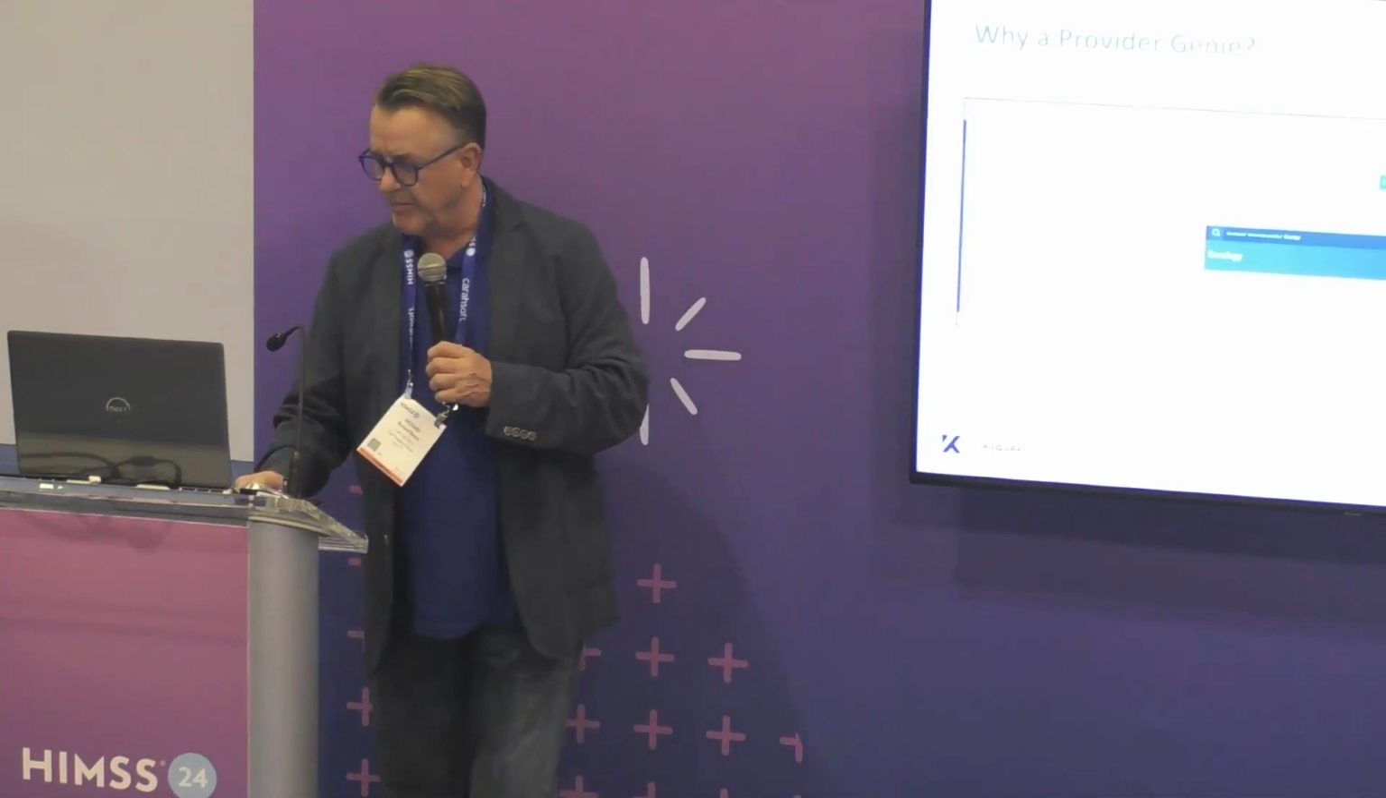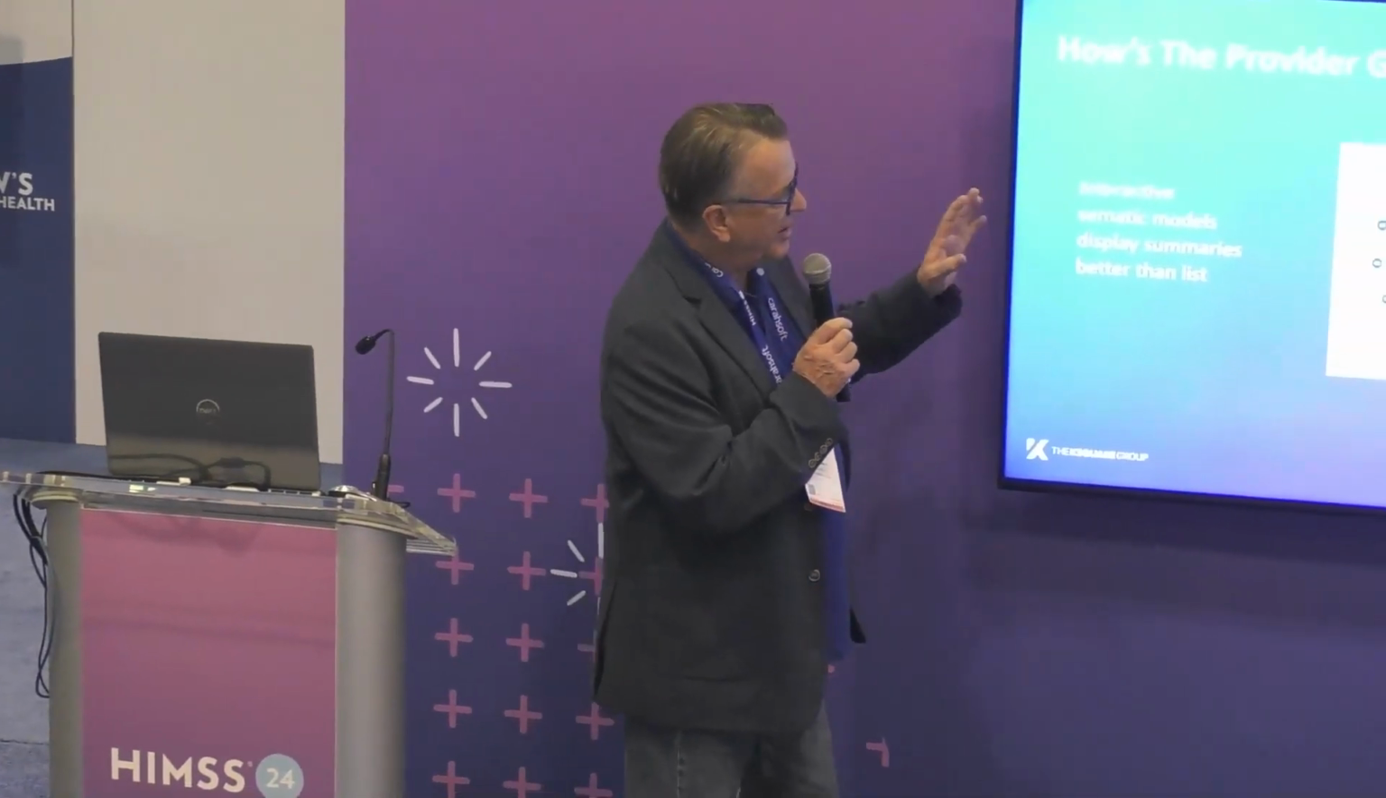So let's summarize, right? Here's our search screen. Here's the list based on our search. Not very practical in my mind. Wouldn't you rather see this? So how about an interactive model that displays summaries right up front based on your initial search criteria, okay?